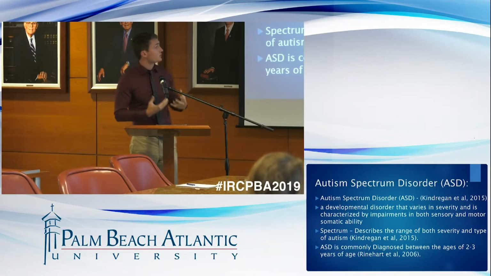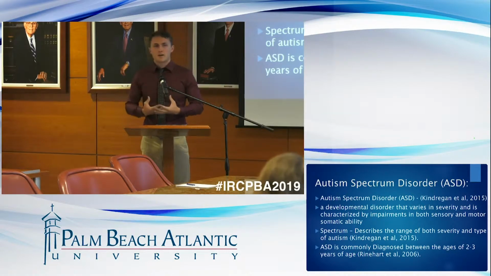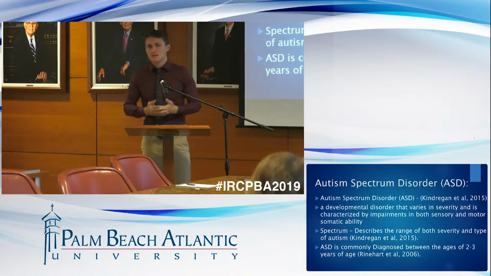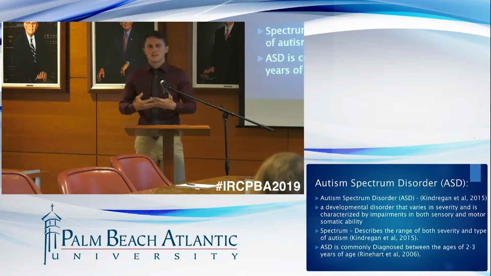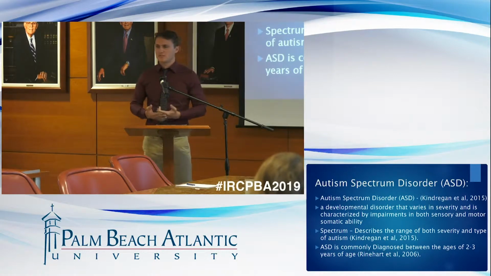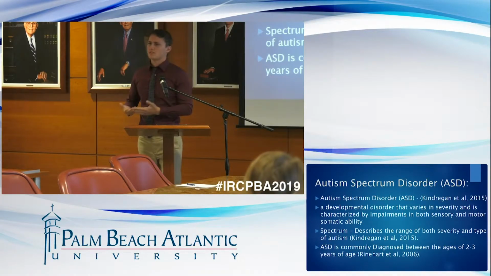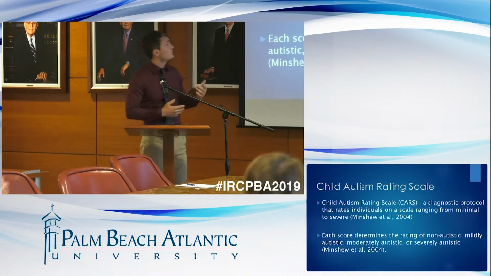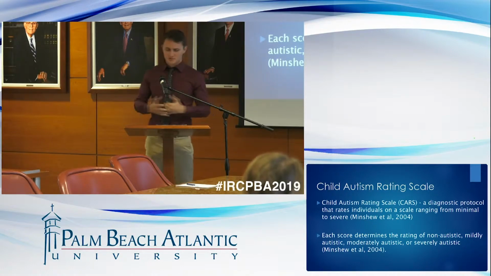I'd like to focus on the word spectrum, because spectrum encompasses a wide variety of both types of disorders involved in autism as well as the severity of autism itself. Types range from Asperger's syndrome, disintegrative disorders, and other pervasive developmental disorders, and severity ranges from minimum, moderate, to severe. When talking about severity, it's important to know the Childhood Autism Rating Scale, otherwise known as CARS.